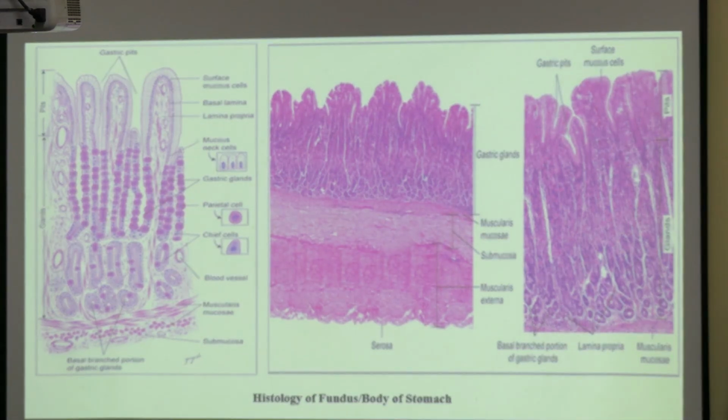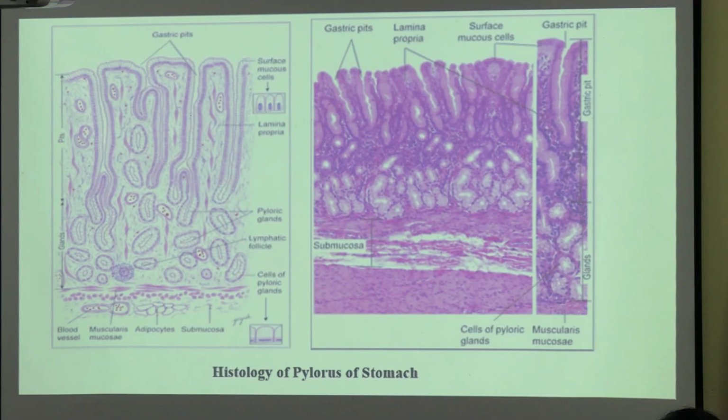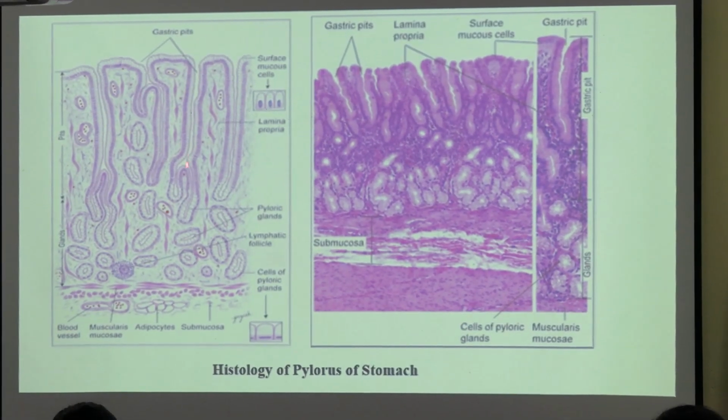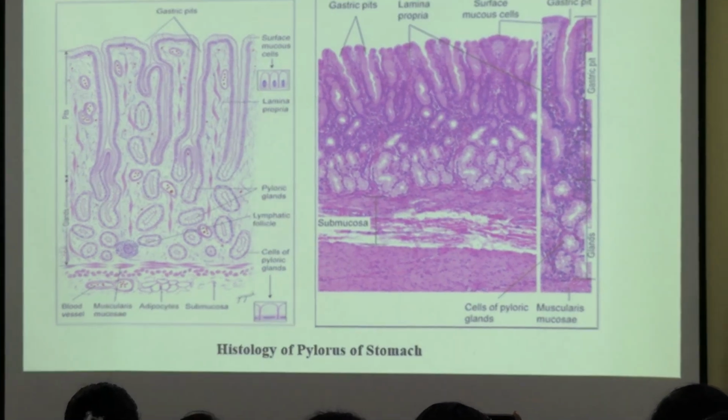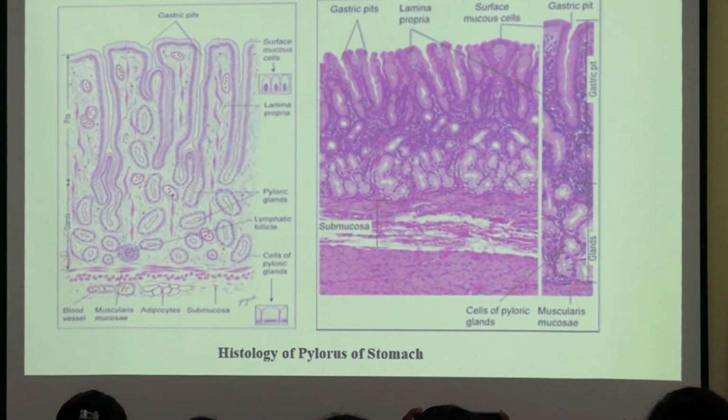Next, here you can see the fundus of the body, where the pits are there. It is not that shallow, not that deep, average. You can easily differentiate this under the microscope. Here you can see all the different types of glands. In the gastric glands, you can see the parietal cells. Next, this is the histology of the pylorus of the stomach. Can you see the depth? See the depth of the gastric pits. It is more as compared to the other parts. So from there you can easily differentiate.